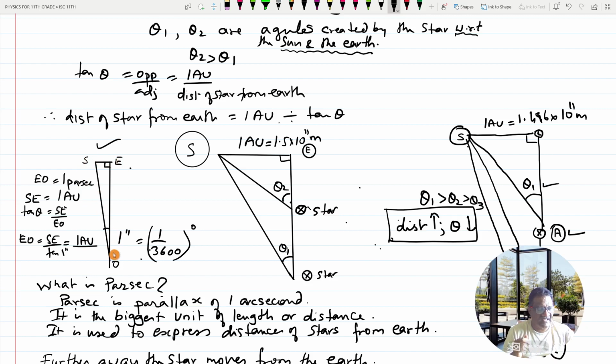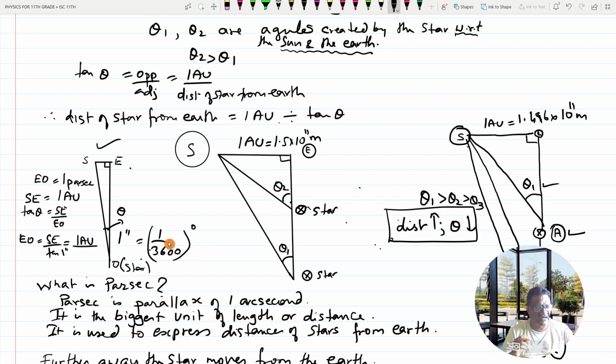This triangle SEO, right? So in this triangle, if you see carefully, this angle is the theta angle I was talking about. So this theta angle will go on reducing as this object O, or rather the star, is moving away from the earth. So more the distance between the earth and the star, lesser will be this angle theta. So when the angle theta is 1 second, 1 second means how much? It is 1 upon 3600 degree.